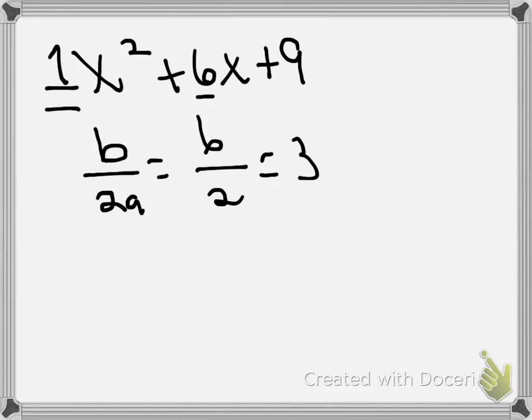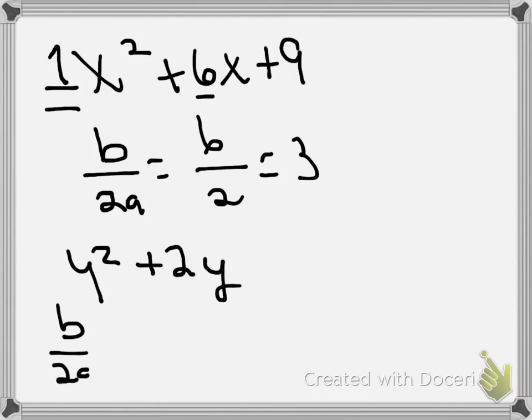And then the second term was y squared plus 2y. So we have to figure out what to add here. In this case, b over 2a is equal to 2 over 2, or 1. So I'm going to have to add 1 squared, or 1, there.